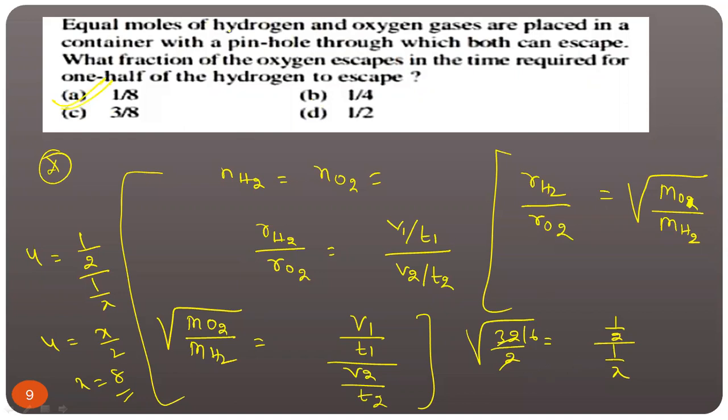1 by 2 is given. Equal moles of hydrogen and oxygen gas are placed in a container with a pinhole through which both can escape. What fraction of the oxygen escapes in the time required for 1/2 of the hydrogen to escape? 1 by 2, and time required here is x. So total x is equal to 2. So what is the fraction we are getting? That is 1 upon 8. Is it clear? Chalo, next aa jao.